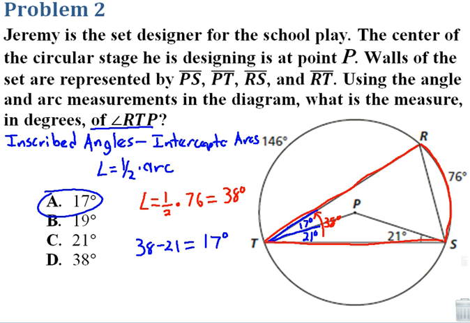Okay, and then also, again, the big thing we want to take from this problem is that relationship between the intercepted arcs and inscribed angles. We always know that that angle is going to be half the measure of the arc. Arc will be twice the measure of the angle.